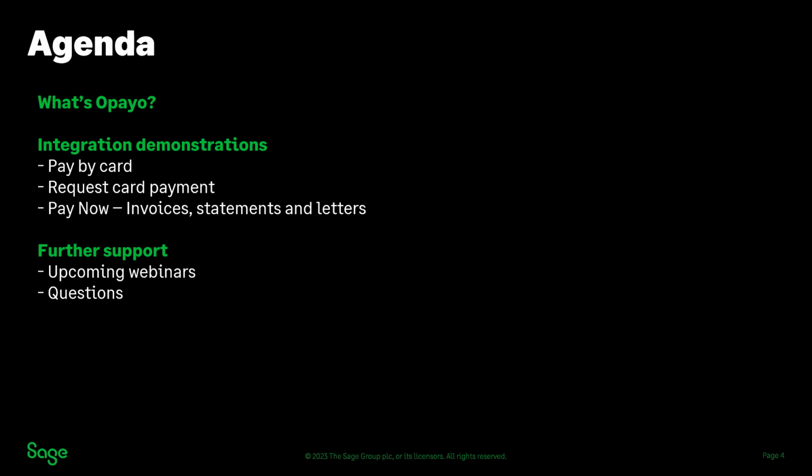So we're going to look at three options today. One is the pay by card option, the request card payment option, and also the Pay Now. Pay Now is something that's been around for a long time. It means including a button on your invoices, your statements, your letters when you send them out, and your customers can click them and pay you online. That information will automatically pull down into your software. So we'll see demonstrations of all three in today's session.